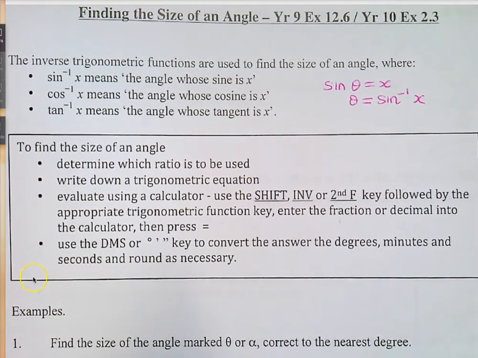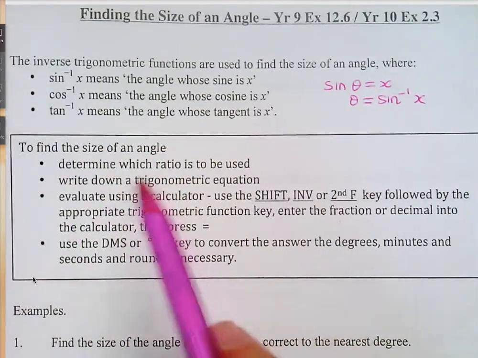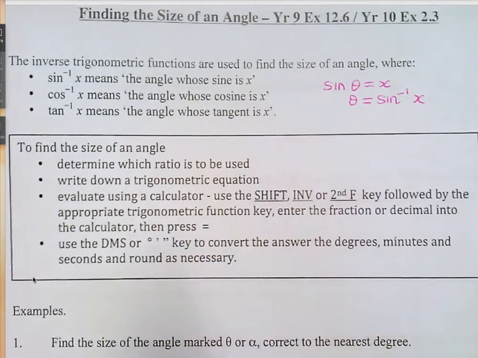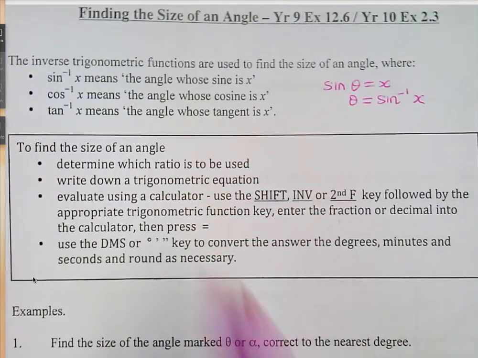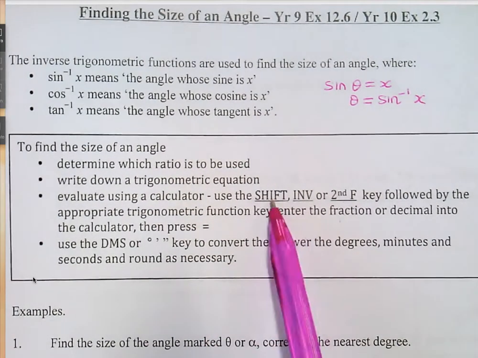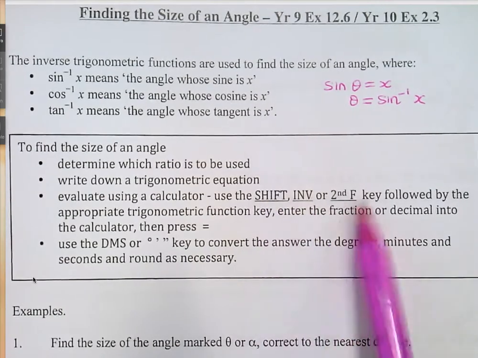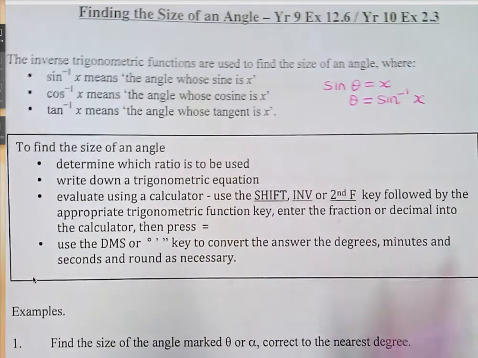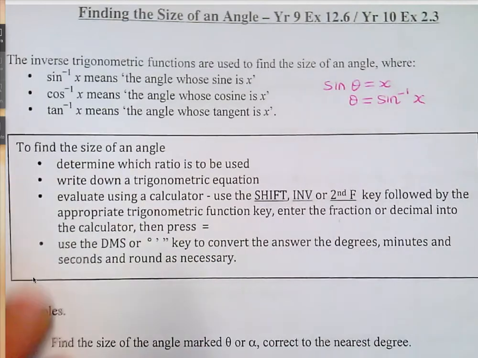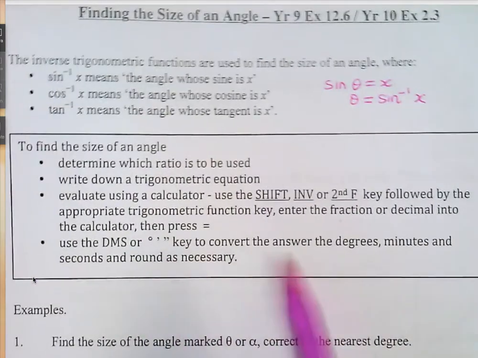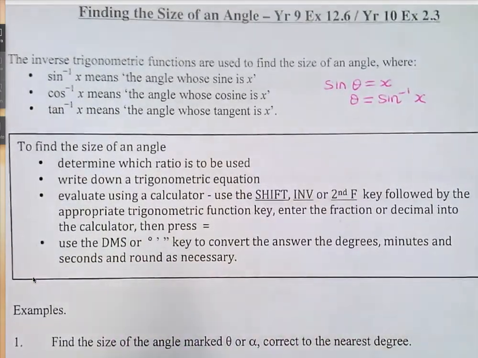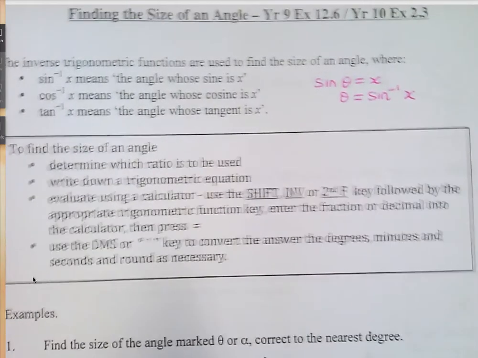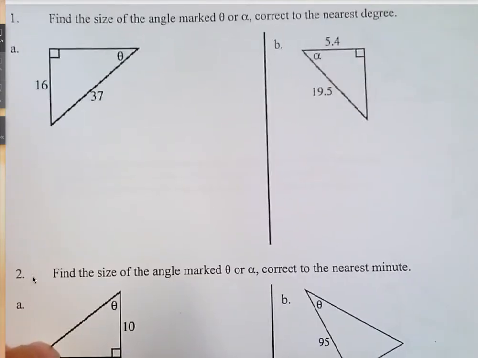All right? Now, to find the size of an angle, again, we just determine which ratio is used the same way, write down the equation, but we'll be using the shift, inverse, or second function key to find the size of the angle. And then if we want to convert our answer to degrees, minutes, and seconds, we'll use our DMS button. Now, you've already practiced doing that. So let's just look at some questions. I think it's just best to do the examples.